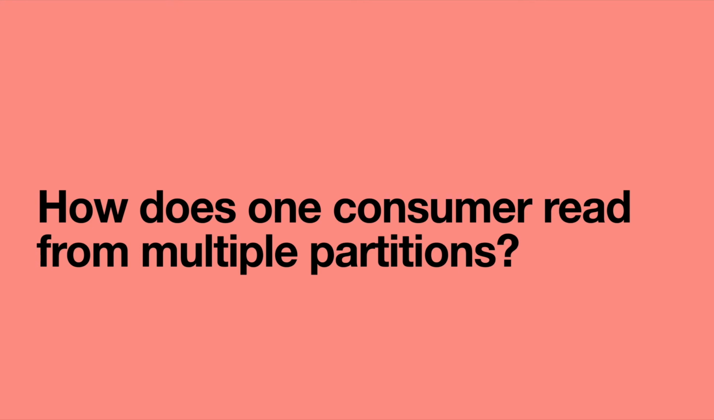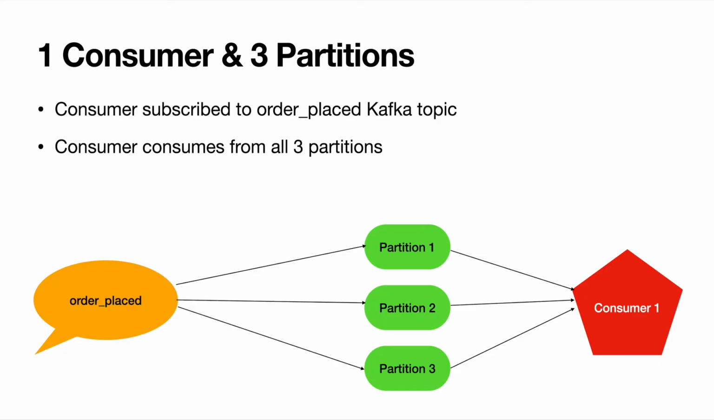So let's look at a few practical examples now of how multiple partitions fit into how consumers read from a Kafka topic. The first question is, how does one consumer read from multiple partitions? Let's go through the example over here. Let's say we have one consumer, called consumer 1, and we have 3 partitions of our order placed Kafka topic. So our Kafka topic is order placed. The topic has 3 partitions that the data lives in, and then we have one consumer.